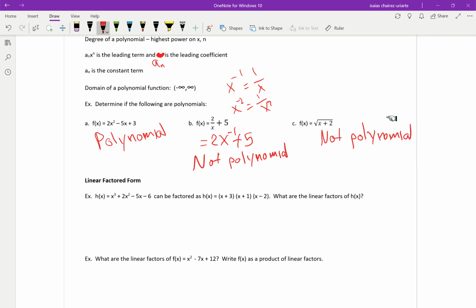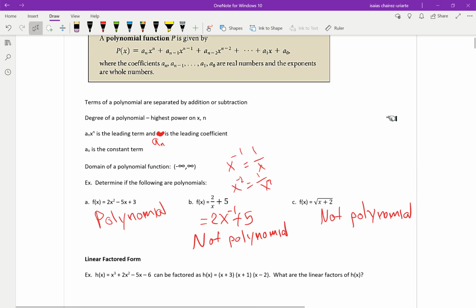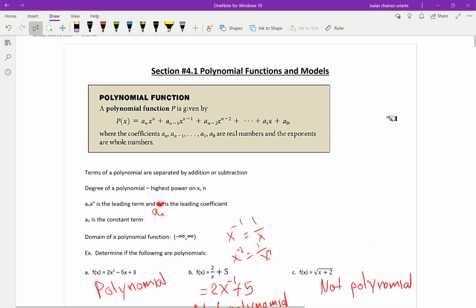Why is it called polynomial? Well, what does the word polynomial mean? So poly means many, and I guess nomial means term. So it's some function that has all of these many terms. But remember that the exponents should be positive whole numbers. So you don't want fraction exponents, you don't want negative exponents. Those are not polynomials. Okay.